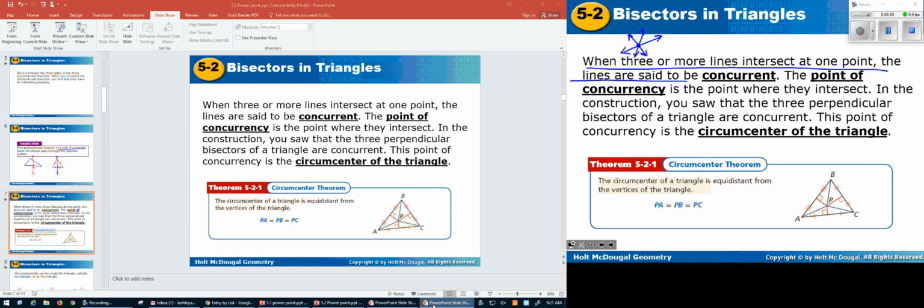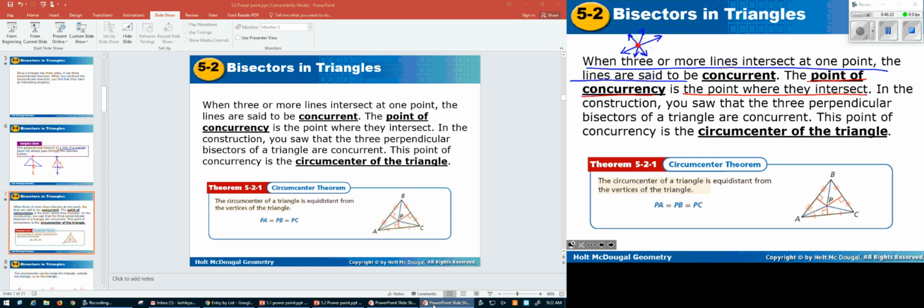Then that point where they meet, over there in the corner or right here on my paper, that point is called the point of concurrency. It's the place where all 3 lines intersect, the point where they intersect. So the lines are called concurrent lines. The point where they meet is called the point of concurrency.